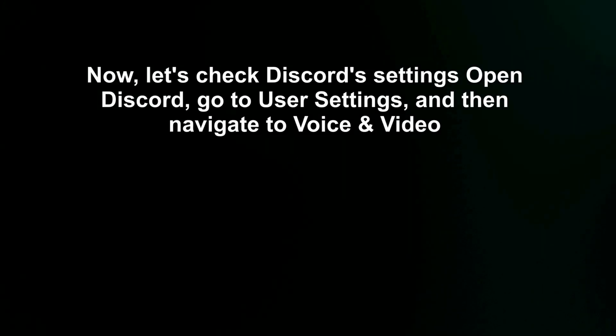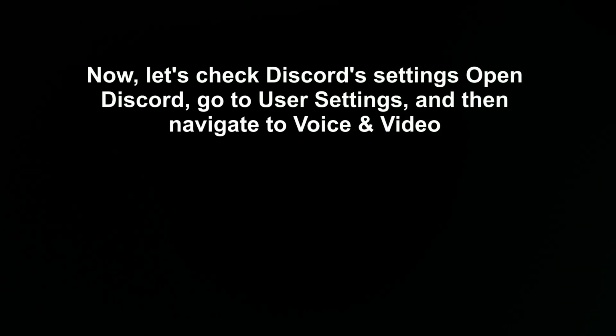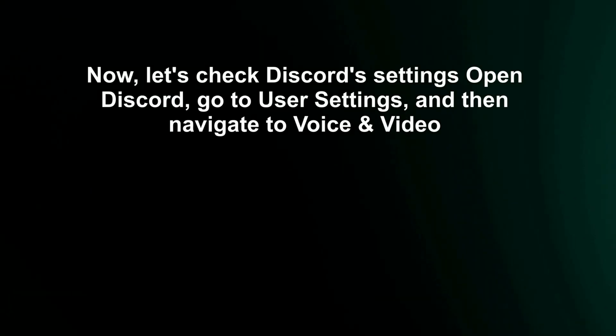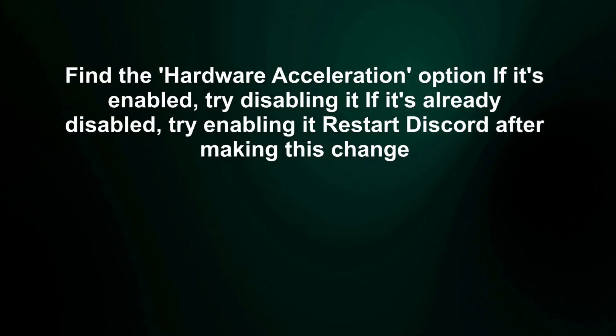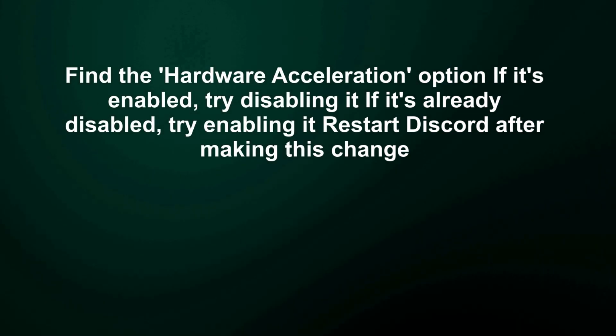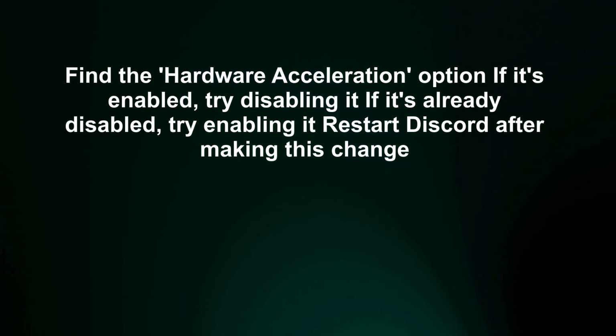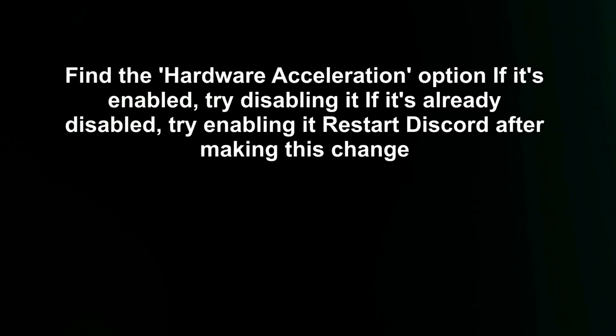Now, let's check Discord settings. Open Discord, go to User Settings, and then navigate to Voice and Video. Find the Hardware Acceleration option. If it's enabled, try disabling it. If it's already disabled, try enabling it. Restart Discord after making this change.